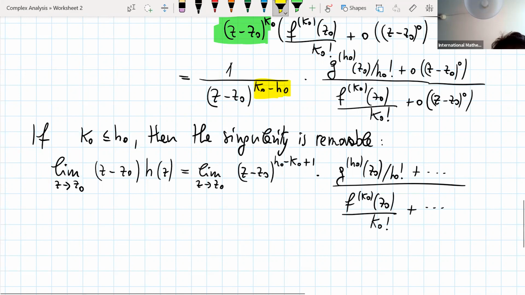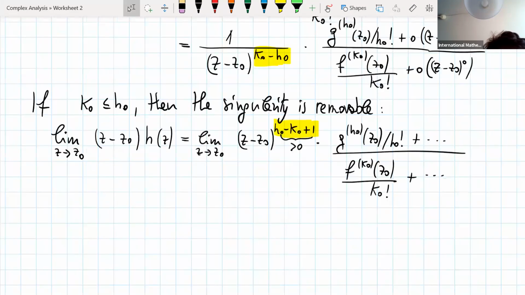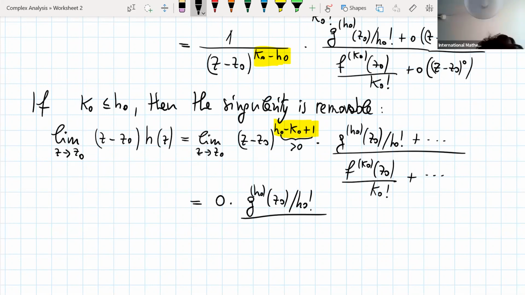And you see now this number here is positive. And therefore, the limit will be 0. So this limit is then 0 times this number here, g^(h0)(z0) divided by h0 factorial. And here you have f^(k0)(z0) divided by k0 factorial. But anyway, this number is 0. So this means the singularity is removable.